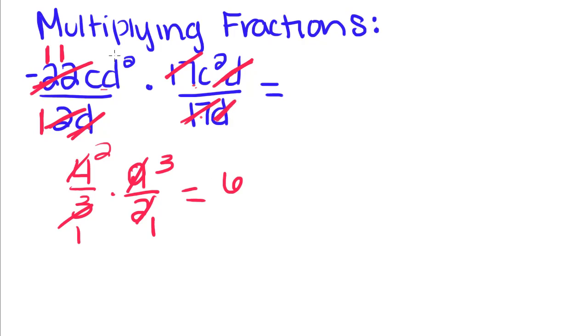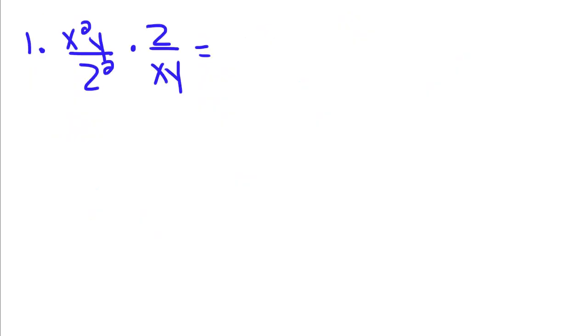And then this D would cross out with one of these D's, because D squared is really just D times D. So then on top, we have CD over 1 times C squared. So now we multiply across, and we get C cubed D over 1, which is just the same thing as C cubed times D. So we're just going to do some examples practicing for this.